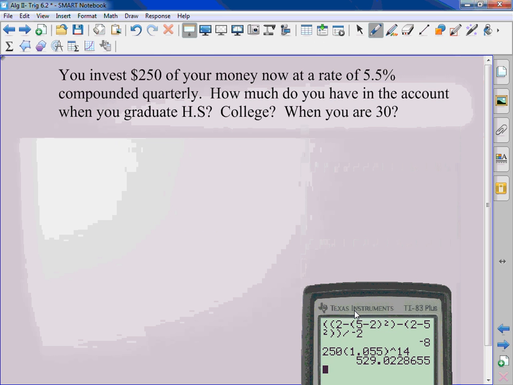Now, let's look at this one. It looks the same. Okay, you're taking that $250, you're still investing it at 5.5%, but this is 5.5% compounded quarterly. That means there's 4 times a year this is going to happen. How much do we have in the account when we graduate high school, college, and 30? So again, we're going to use 2, 6, 14.